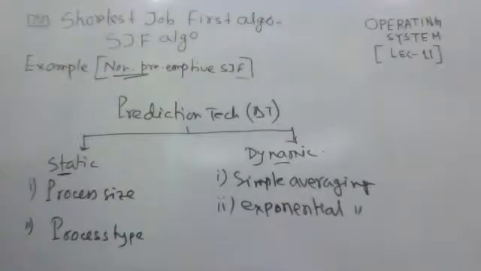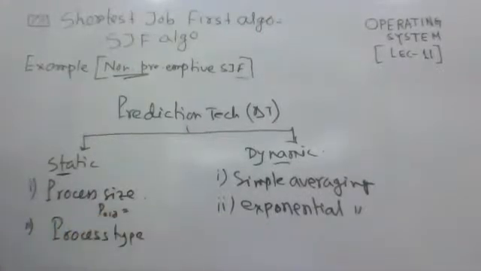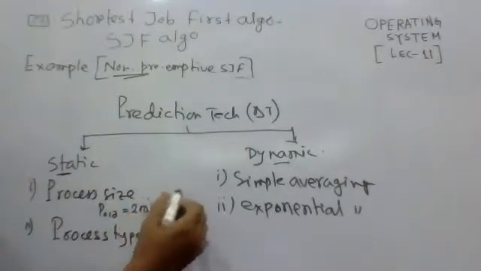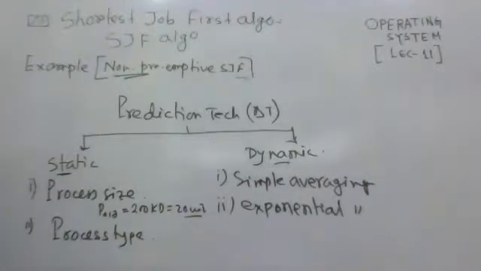In case of process size, depending upon the process size we can guess the burst time. Suppose for an old process of 200 KB the burst time is 20 units. Then we can say that for a new process of about 200 KB, the burst time may be 20 units. So this is process size.